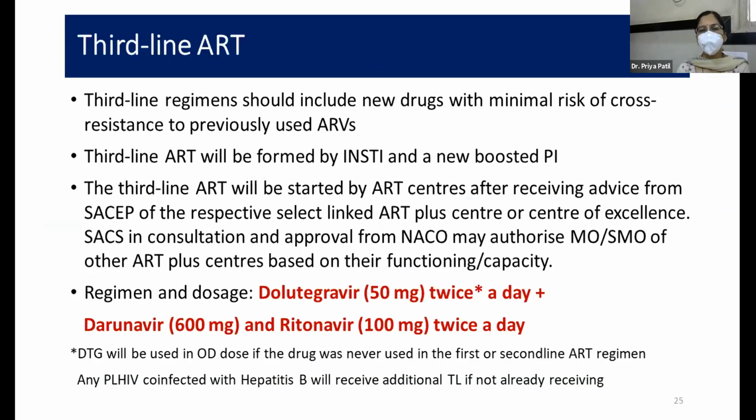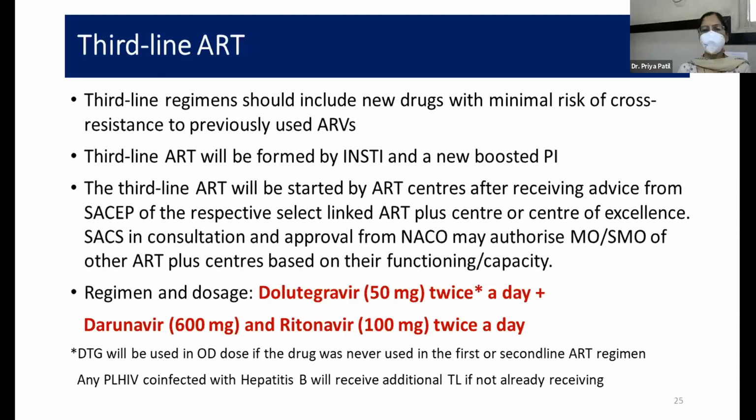Now, third line ART. Third line regimens should include new drugs with minimal risk of cross resistance to previously used ARVs. So, third line ART will be formed by INSTI and a new boosted PI. The third line ART will be started by ART centers after receiving advice from SACET of the respective linked ART plus center or center of excellence.